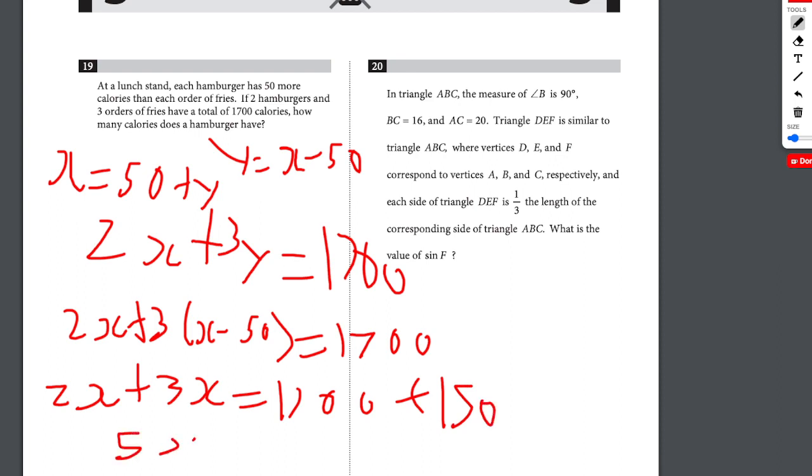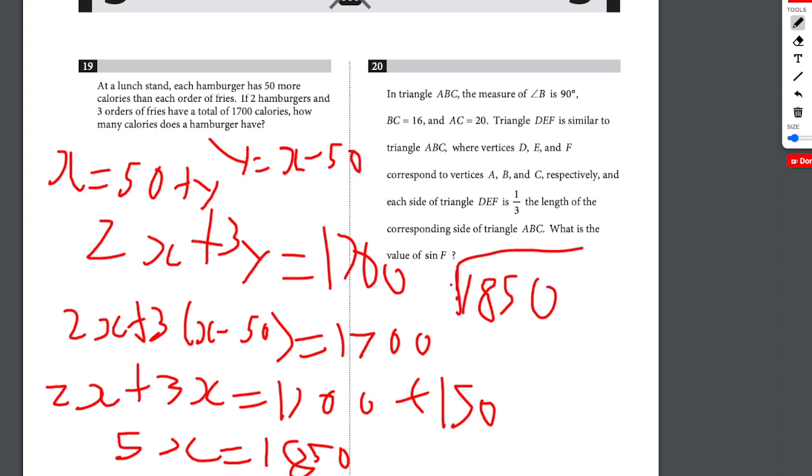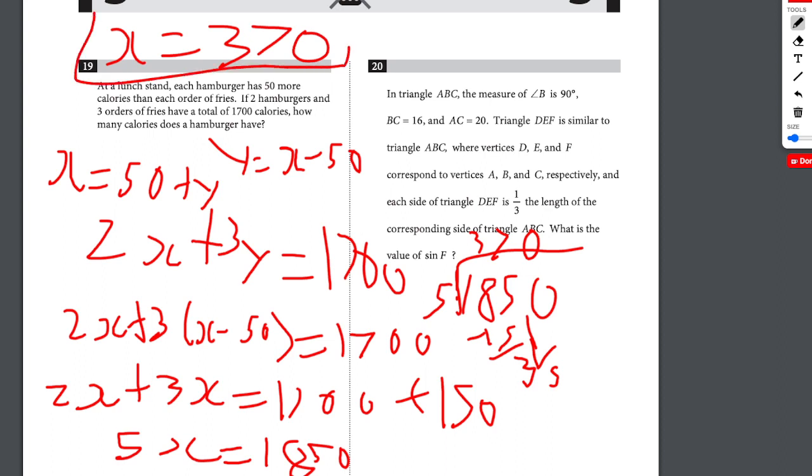So we get 5x equals 1,7 plus 1 is 8, and then the 50, 1850. Then we've got to do 1850 over 5. I'll do that over here. 1850 over 5. 5 times 3 minus 15 is 3. Right now the 5, we get 7. And then the 0 carries over. So x is the number of calories in a hamburger. We get 370. I'm not going to check my work, but that's how you solve it. It should be correct either way.